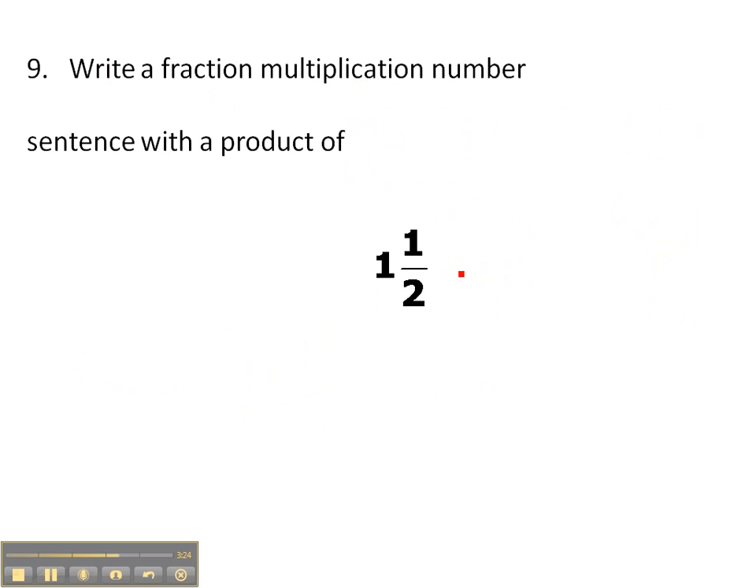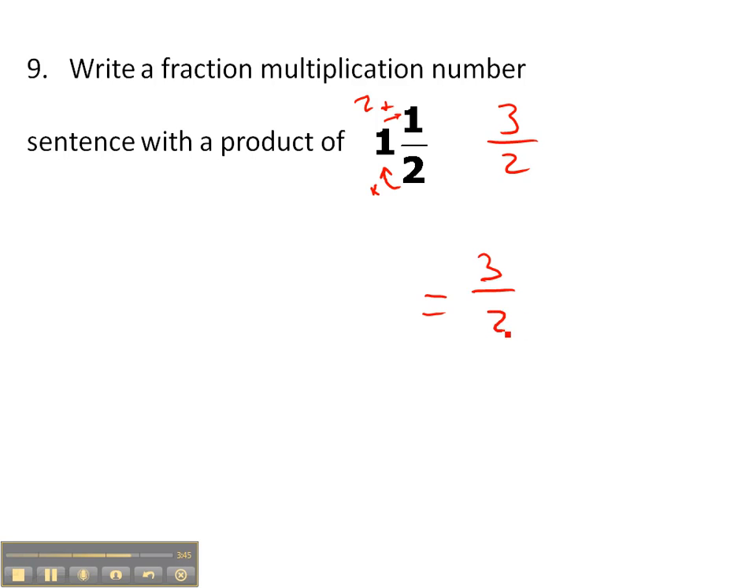Okay, number 9 is a little tricky. It asks you to write a fraction multiplication number sentence with a product of 1 and 1/2. Well, let's first express 1 and 1/2 as an improper fraction. 2 times 1 is 2, plus 1 is 3. So this is 3 halves. So our product is 3 halves. And we don't know what our two fractions are, but you could put any two fractions in here as long as numerator times numerator equals 3 and denominator times denominator equals 2.